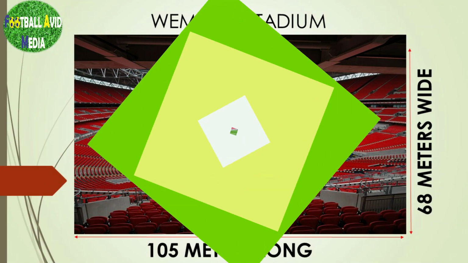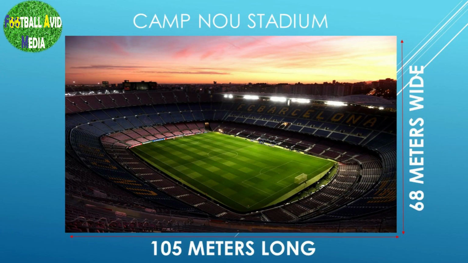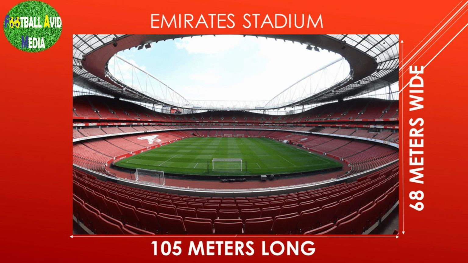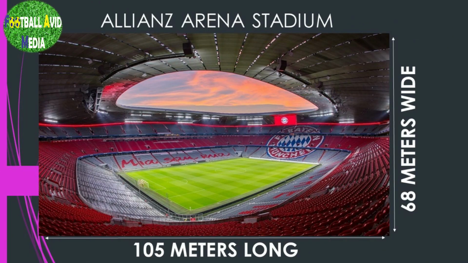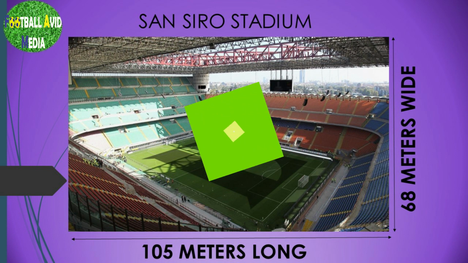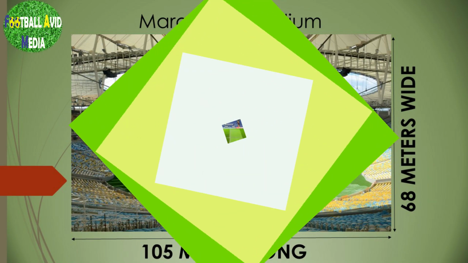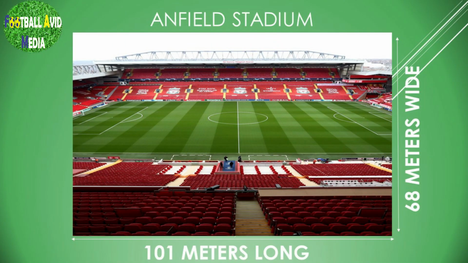Some famous stadiums and the size of their football fields: Wembley, 105 by 68 meters, Old Trafford, 105 by 68 meters, Camp Nou, 105 by 68 meters, Emirates Stadium, 105 by 68 meters, Tottenham Hotspur Stadium, 105 by 68 meters, Allianz Arena, 105 by 68 meters, San Siro, 105 by 68 meters, Maracanã, 105 by 68 meters, Stamford Bridge, 103 by 67 meters, Anfield, 101 by 68 meters.